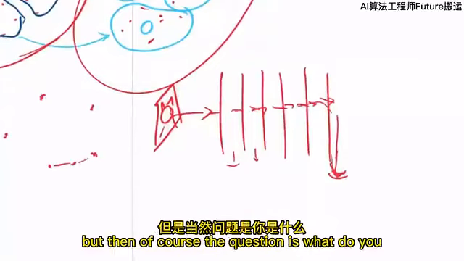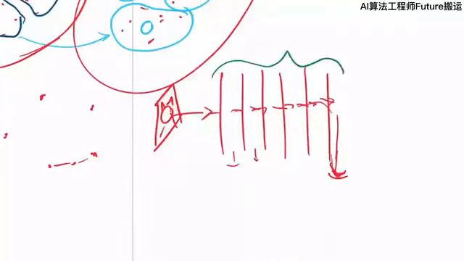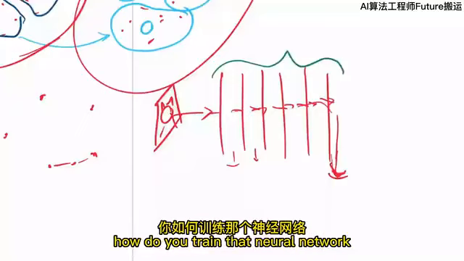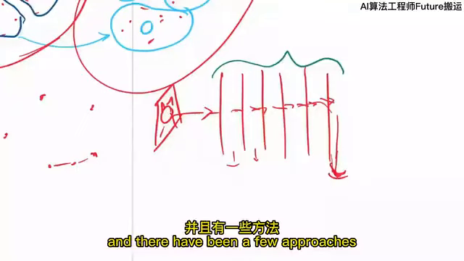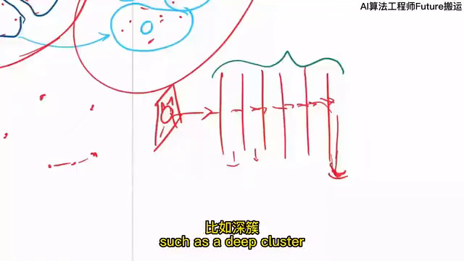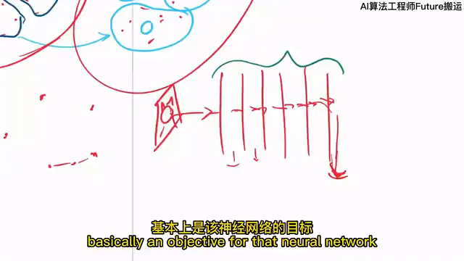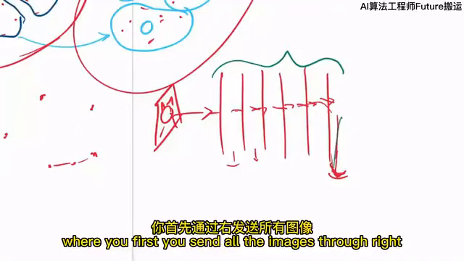But then, of course, the question is, which neural network do you take? How do you train that neural network? And there have been a few approaches, such as DeepCluster, which try to formulate basically an objective for that neural network, where you send all the images through, right?